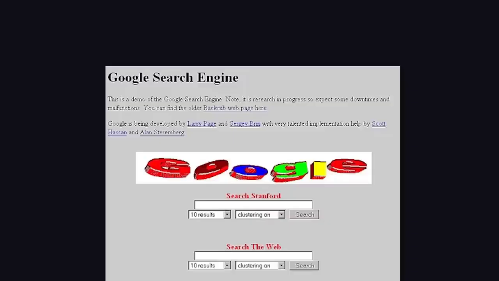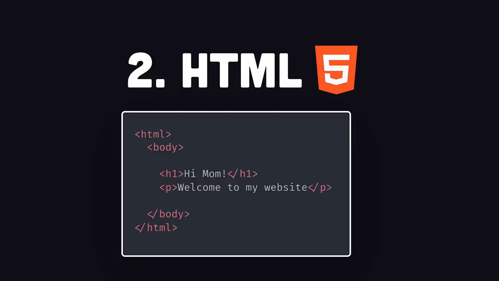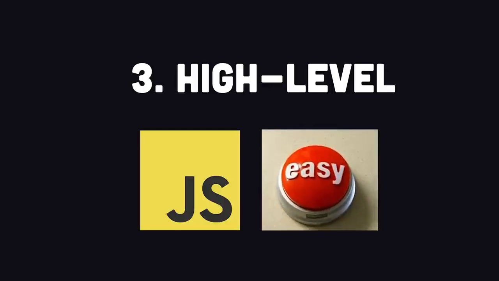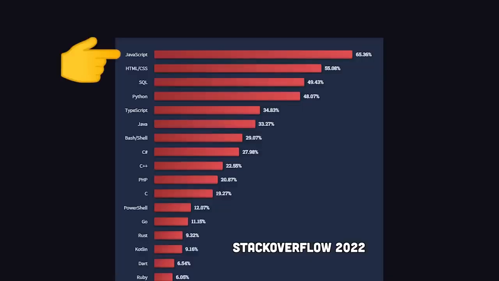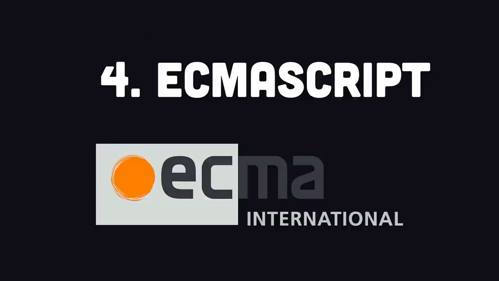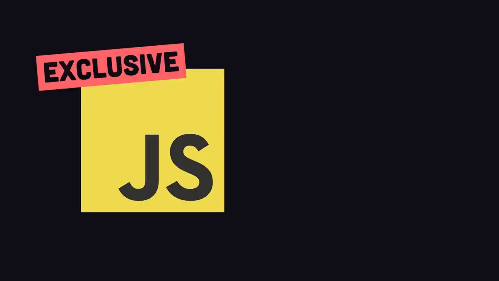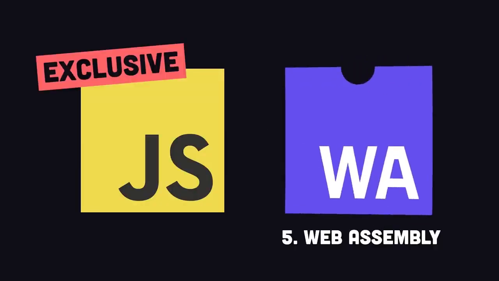At the time, websites were completely static with pure HTML. JavaScript was designed as an easy-to-use, high-level language to help developers make these websites interactive. Today, it's arguably the most popular language in the world, and its standard implementation is called ECMAScript, and is the default language in all web browsers. In fact, it's the only code that natively runs in a browser aside from WebAssembly.